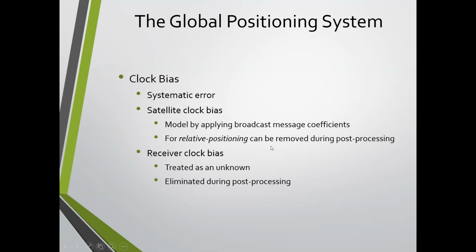So for relative positioning, that can be removed through post-processing, but a lot of people don't like to post-process. They want to know an instantaneous answer. So there's other ways that you can get rid of those things.